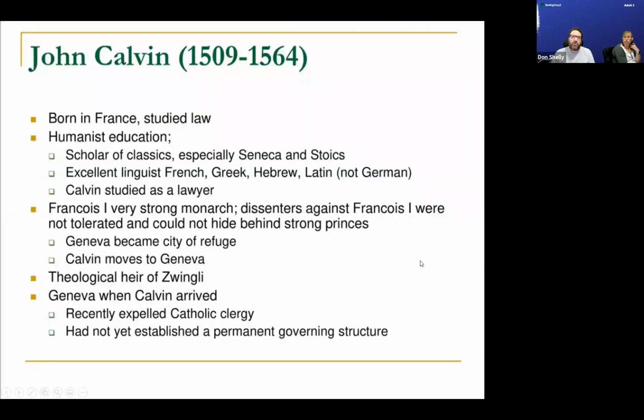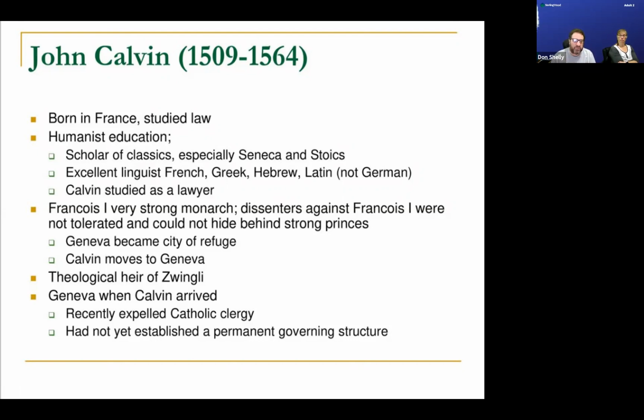And just a real quick summary here. I mentioned Francois I, who was the monarch in France at the time that Calvin fled from France. Again, he had a humanistic education, a lot of emphasis on the scholars. He knew a number of different languages and studied as a lawyer. The first edition of the Institutes and subsequent editions were dedicated to Francois, hoping that he would eventually see the light in terms of understanding the theology that was there.